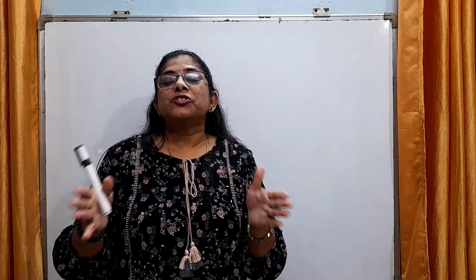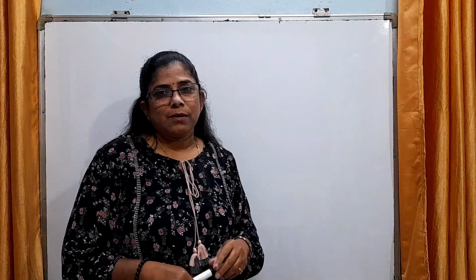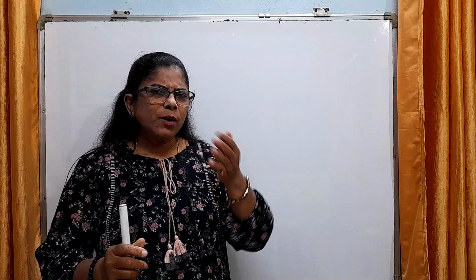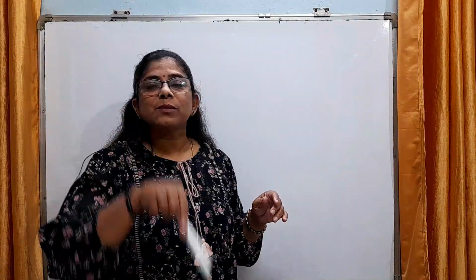So how can we differentiate between physical change and chemical change? The name itself tells you that if there is change only in the physical properties of the substance, then such changes are physical change. And if there is change in the chemical properties of the substance, then such changes are categorized as chemical changes. Now, is there anything which will help us find out whether a chemical change has taken place or not? Is there any hint which will help us make out, yes, a chemical change has taken place in this case? Yes, there are a few.